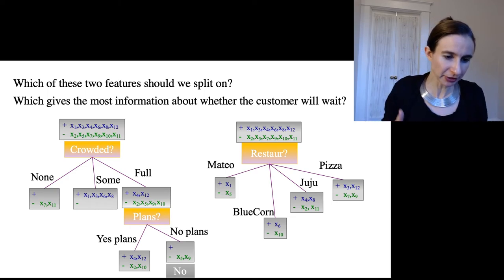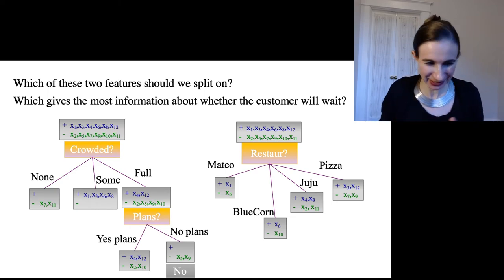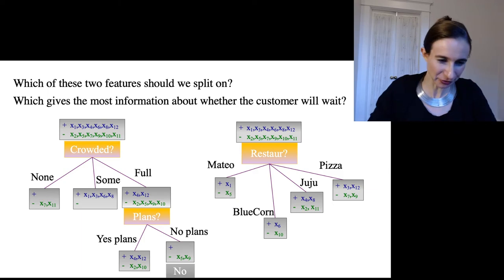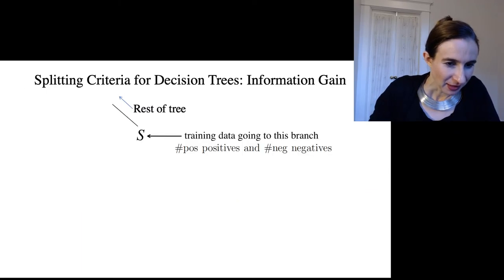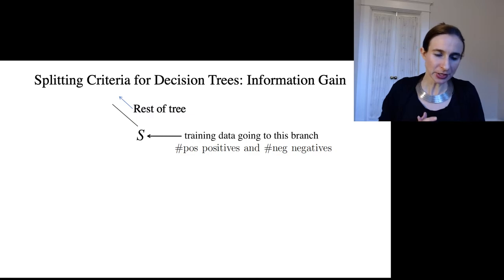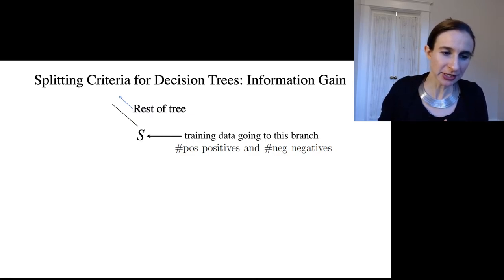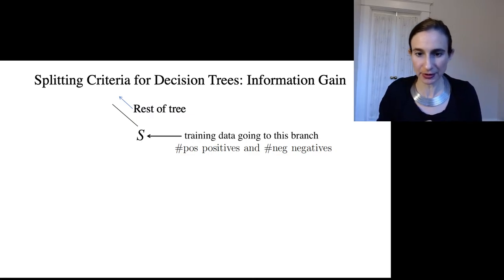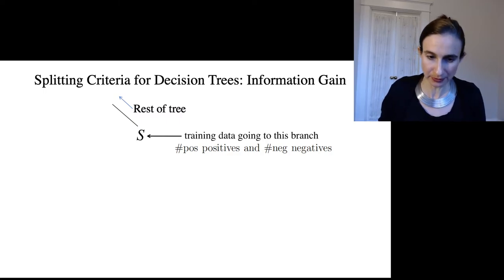And then after we split on crowded, maybe we would want to split on plans, for instance, as we continue to create our tree. Okay, so I want to talk about the splitting criteria that's used in some of the decision tree algorithms, and it's called information gain.